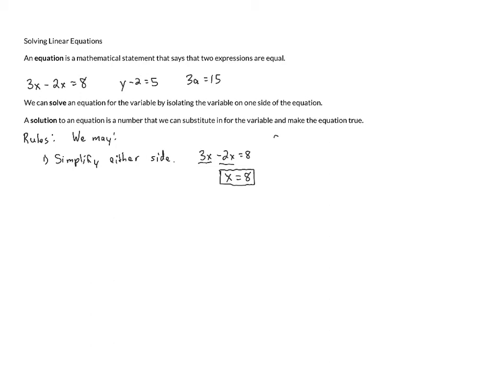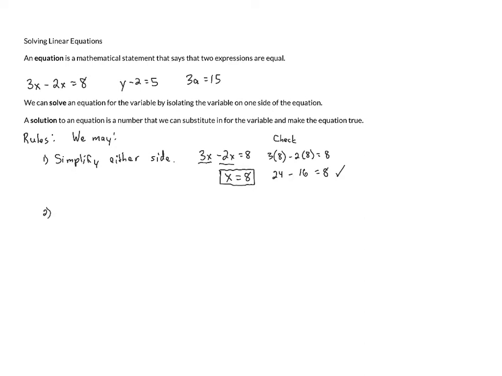If you want, you can check by plugging it in. If we plug in 8 for x, that's going to be 3 times 8 minus 2 times 8. And we hope that that equals 8. We want it to be a true equation. 3 times 8 is 24, minus 2 times 8 is 16. And it is true that 24 minus 16 equals 8, so we know that 8 is the correct solution. If we tried plugging in another number, it simply would not work. So we can simplify either side of an equation.